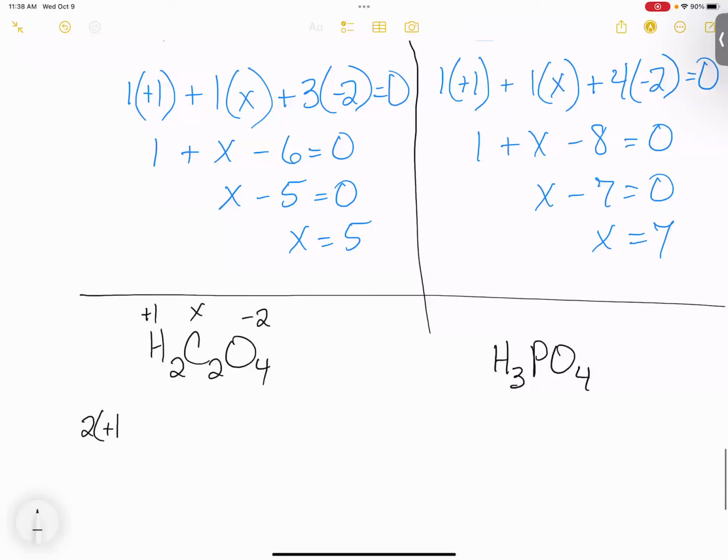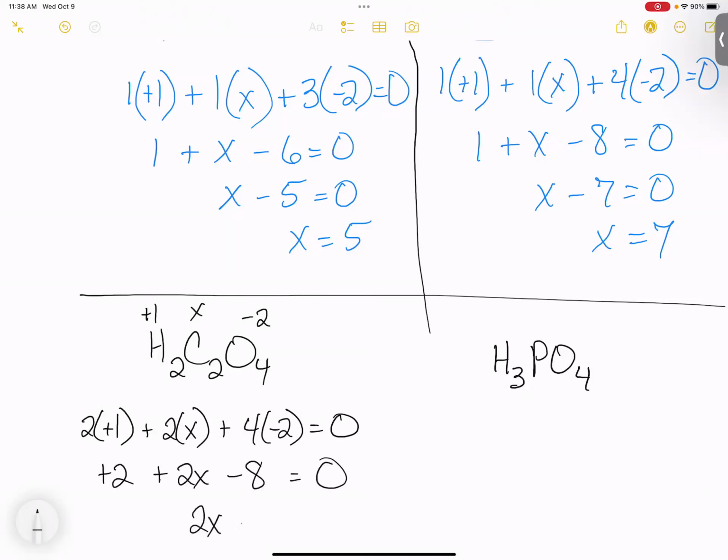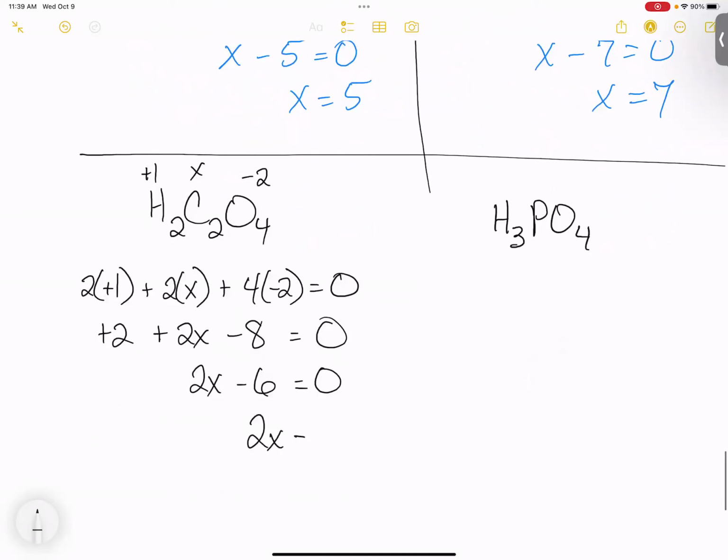2 times a +1 plus 2 times x plus 4 times a -2, and that is all equal to 0. +2 plus 2x minus 8 equals 0. 2x minus 6 equals 0. 2x is equal to 6, and therefore x is equal to 3. So in our oxalic acid, the carbon has a +3 oxidation state.